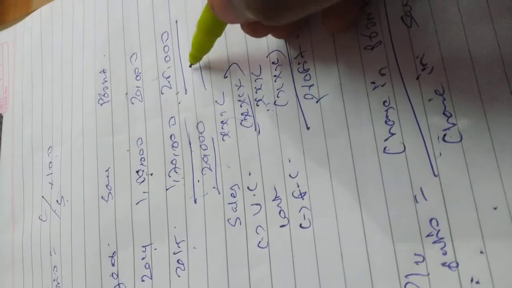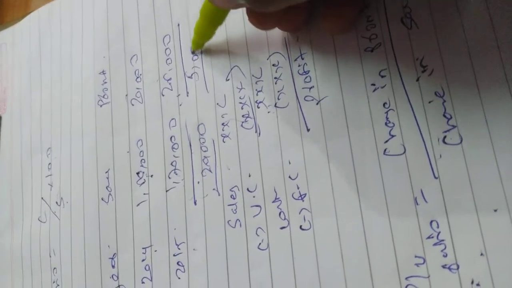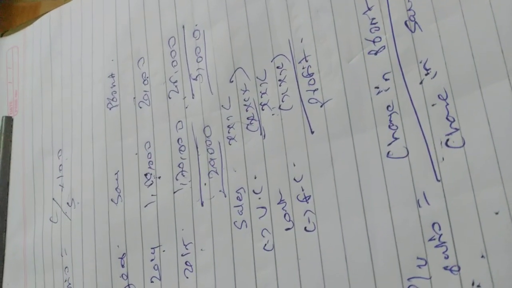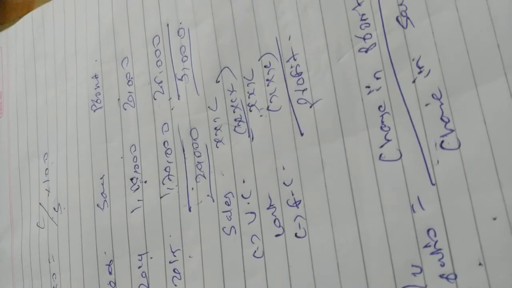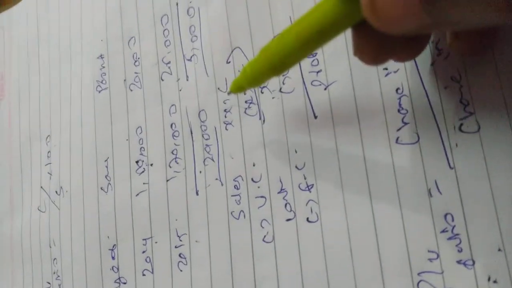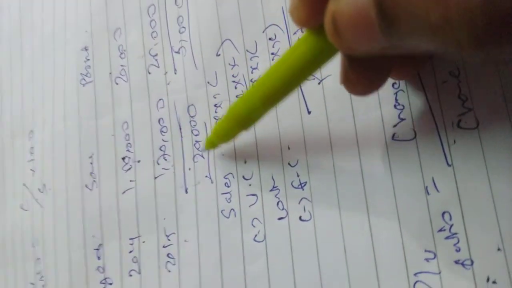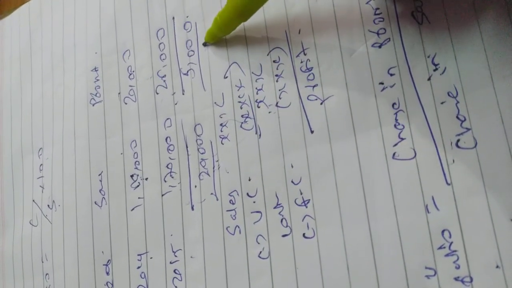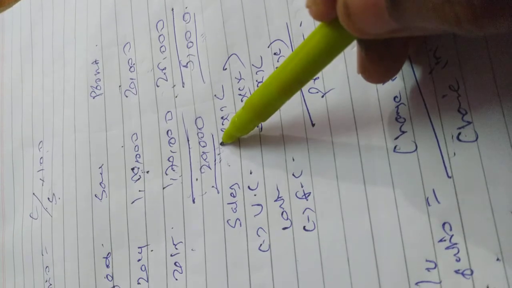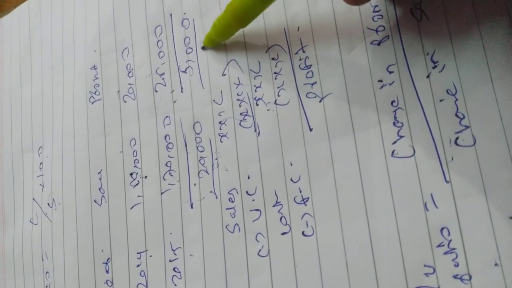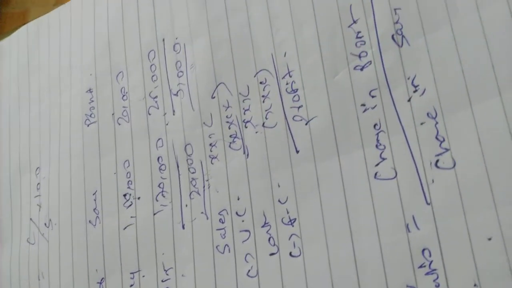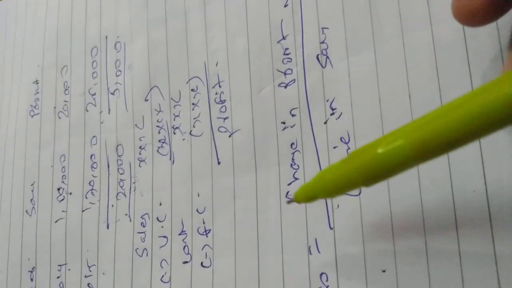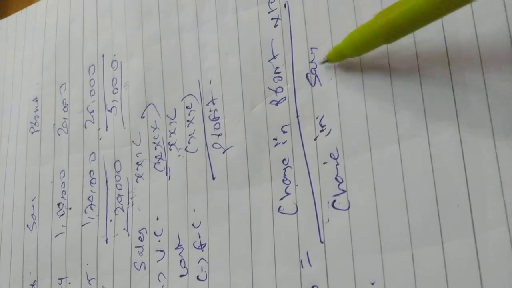And what is change in profit? Extra profit is how much? 5,000 rupees. Meaning if I am able to generate this extra 20,000, for this 20,000 I am able to generate 5,000 rupees profit. That is the meaning. Instead of analyzing the meaning much, the simple formula is change in profit divided by change in sales.